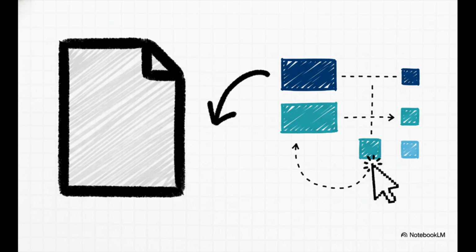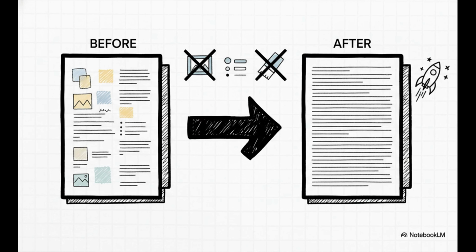For anyone working on big, long documents, think reports, theses, maybe even a book, Outline View is an absolute game changer. It collapses your entire document into this structured outline based on your headings. This gives you that big picture view and lets you reorganize huge sections just by dragging and dropping. It's so powerful.